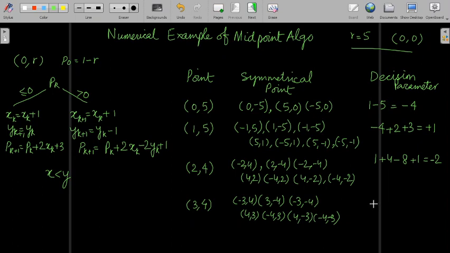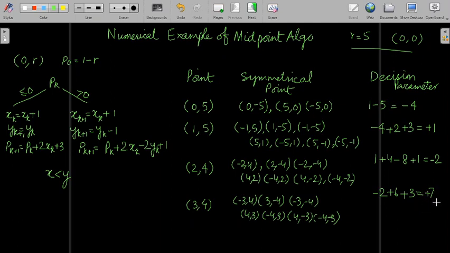the next parameter for decision will be calculated using this equation, because this is the case where pk had come out to be less than 0. So it will be calculated by this equation, which gives last value of the decision parameter, minus 2, plus 2xk. xk is 3, so it becomes plus 6. Then you have plus 3. So calculating this will give you 7, which is positive.